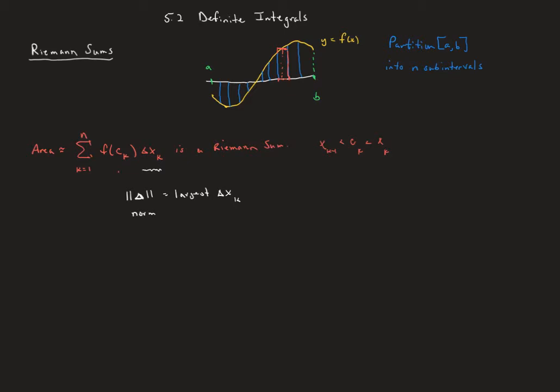So then we can say, in the most general sense of these Riemann sums, if the limit as the norm goes to 0, so as the largest of those delta x's goes to 0, of our Riemann sum, the sum of f of c sub k times delta x sub k, k going from 1 to n, exists, then it is equal to the area between the curve and the x-axis, which we will write as the integral from a to b of f of x dx.